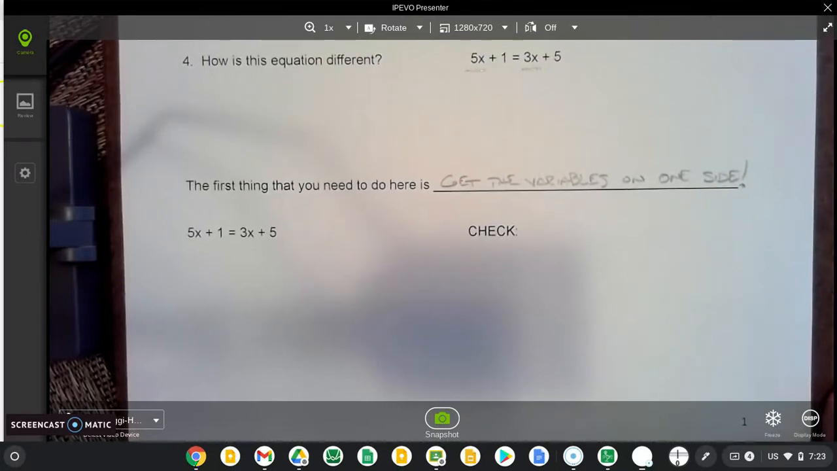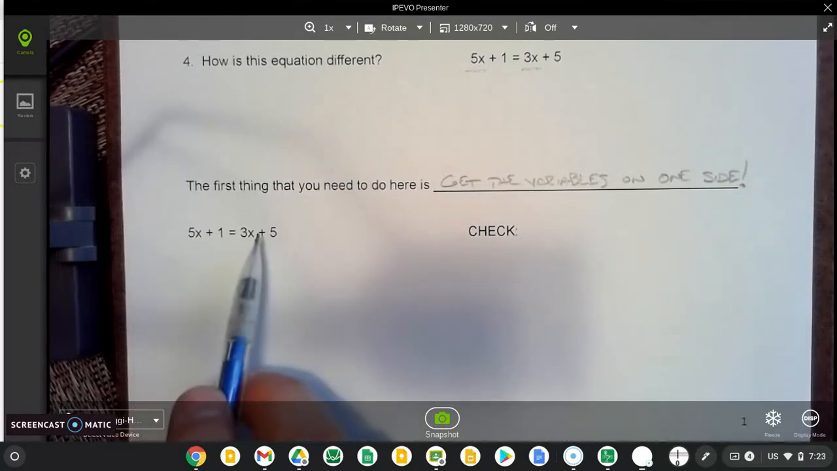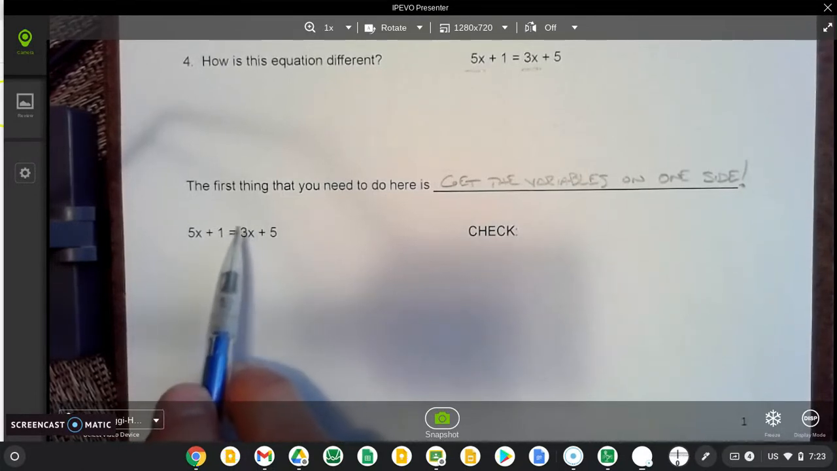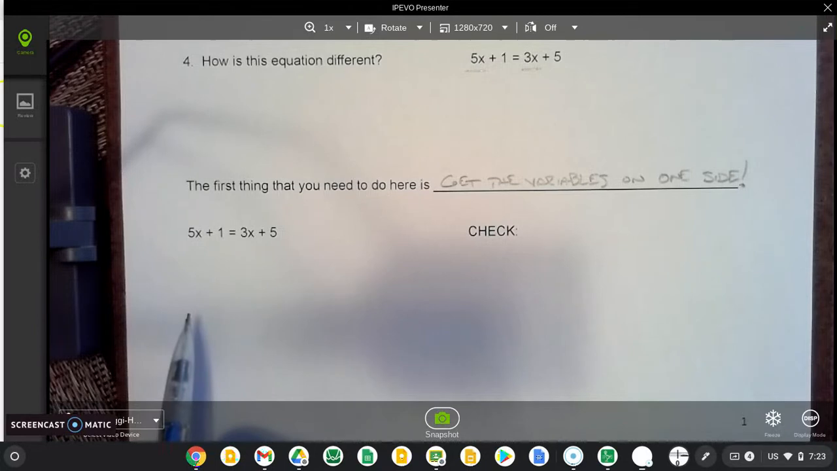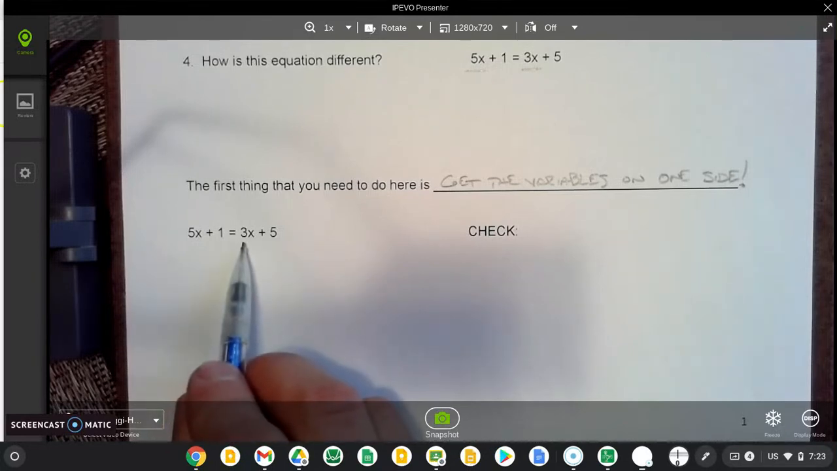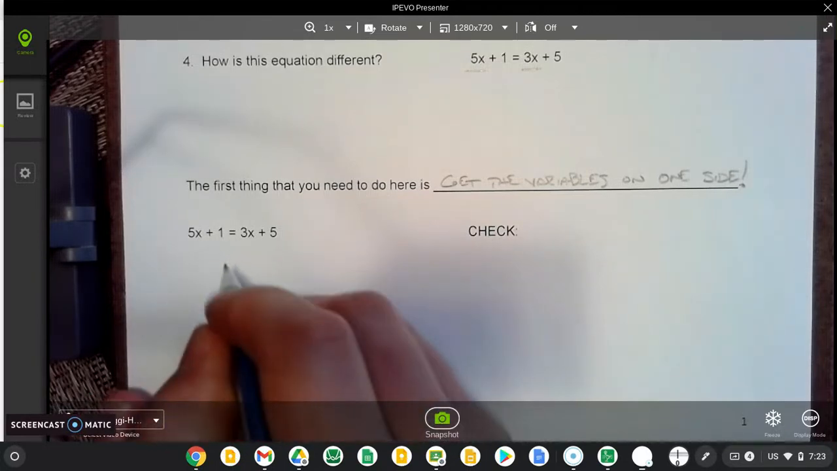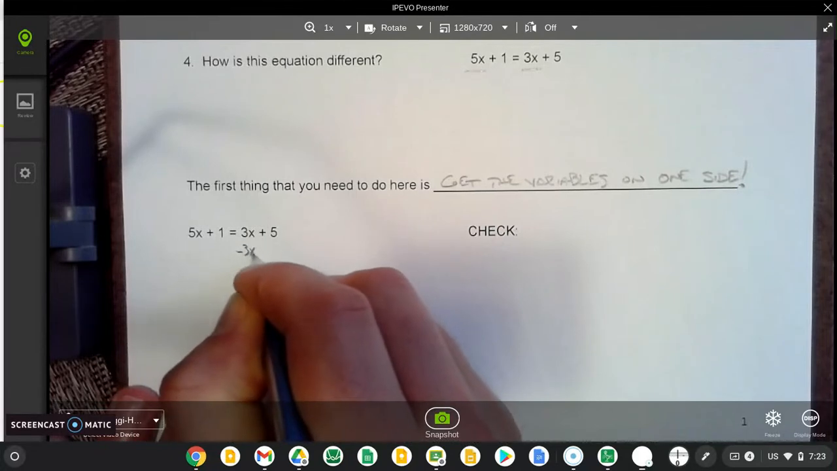When we have variables on both sides, we're going to move the smaller variable over to the other side where the larger variable is. Okay, so here we have our 5x, here we have our 3x. 3x is smaller than 5x, so I'm going to move this 3x over to this side. All right, since this is a positive 3x and I want to remove it, I'm going to have to subtract 3x.